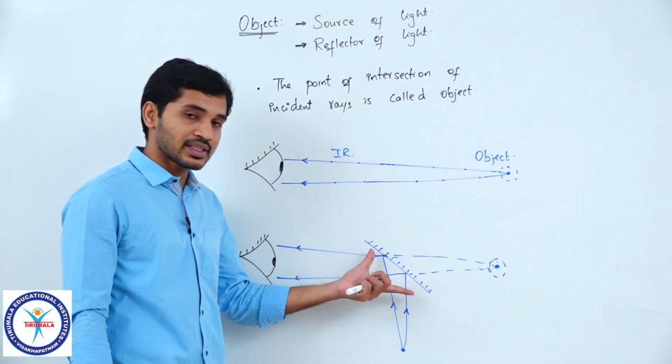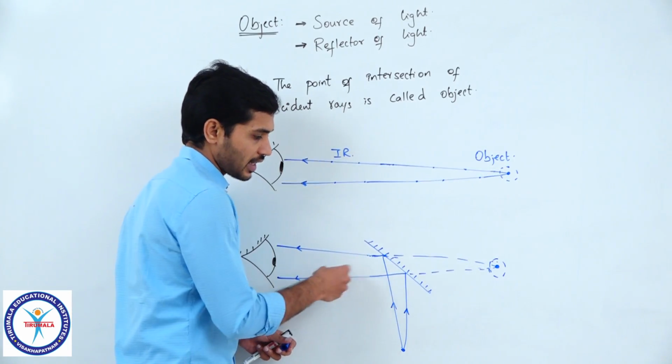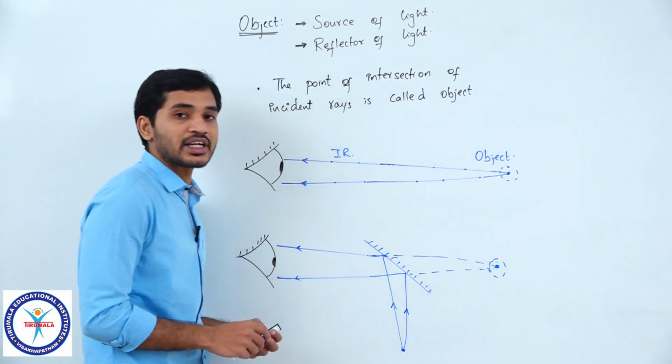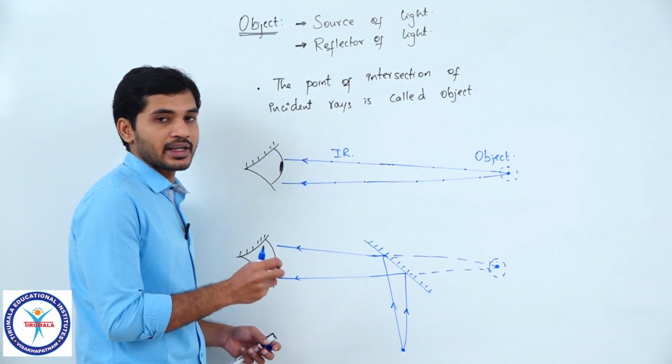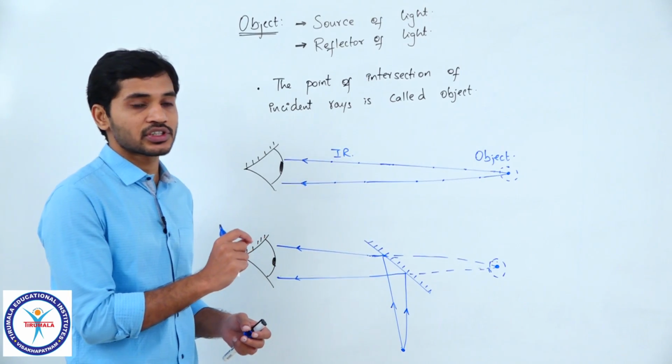So, this mirror is making him believe that the light rays are actually coming from here. That is the basic idea. In such a scenario, we will be defining an object and an image. So, understand this definition carefully here.